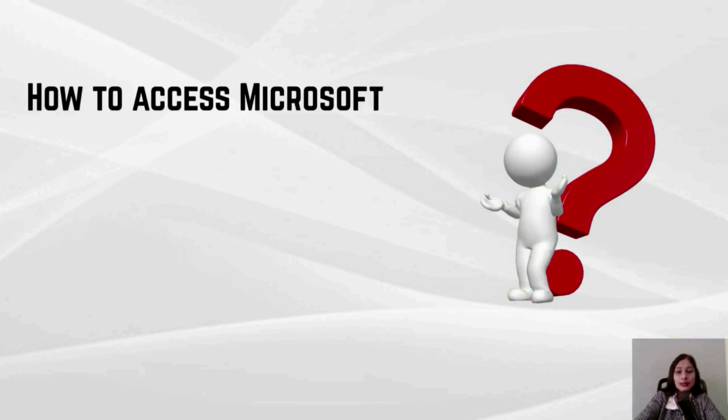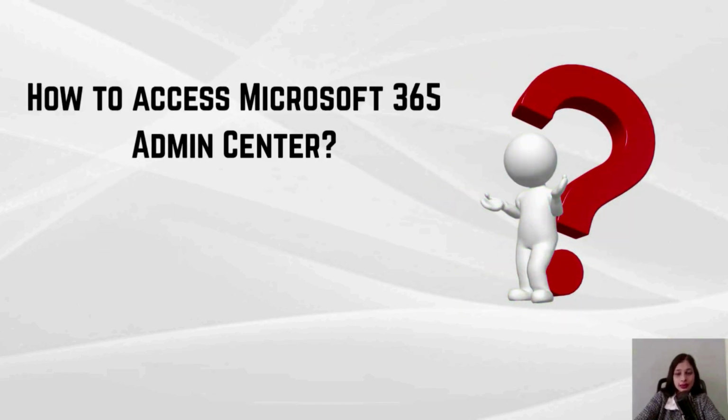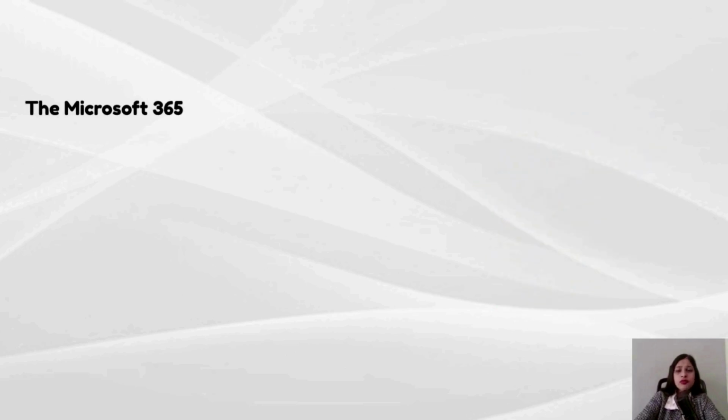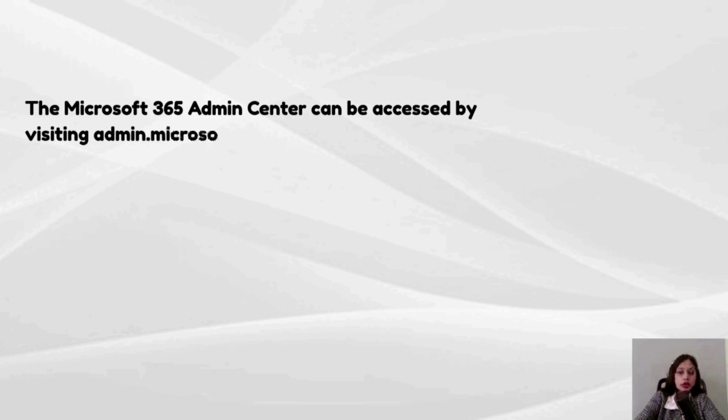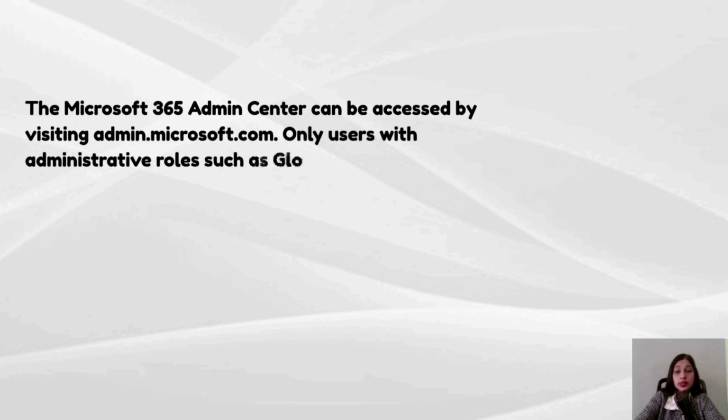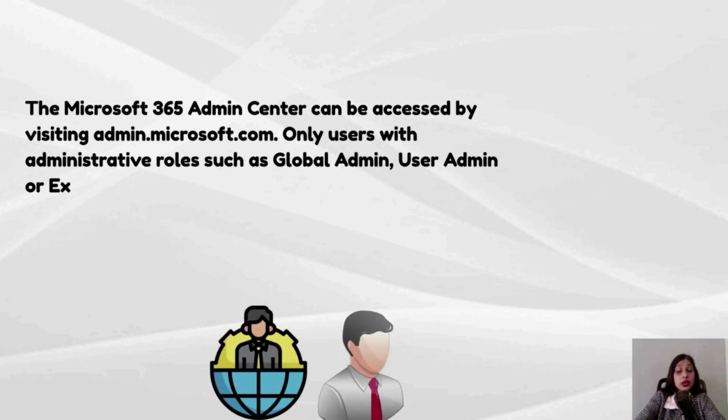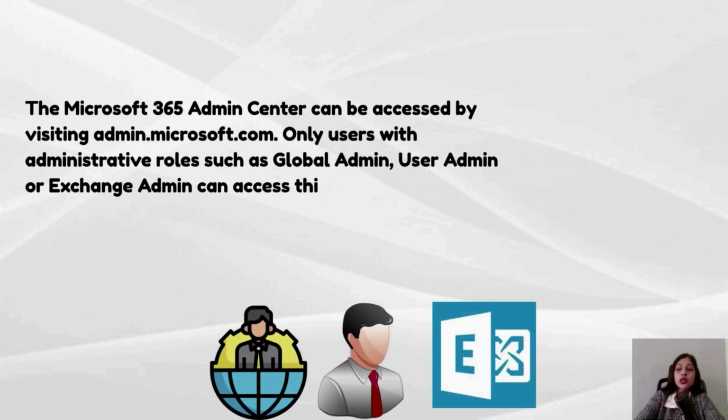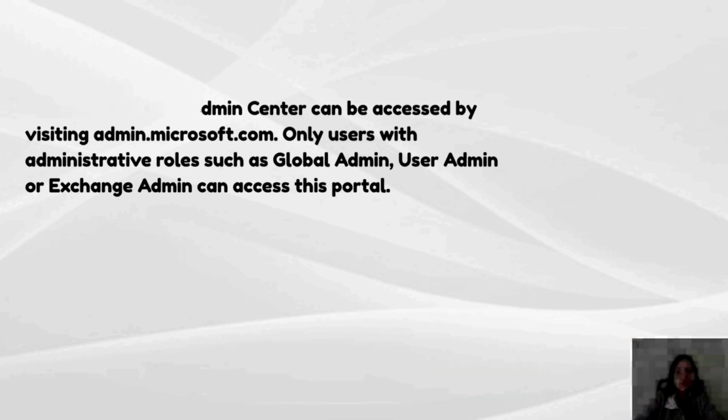How to access Microsoft 365 Admin Center? The Microsoft 365 Admin Center can be accessed by visiting admin.microsoft.com. Only users with administrative roles such as Global Admin, User Admin, or Exchange Admin can access this portal.